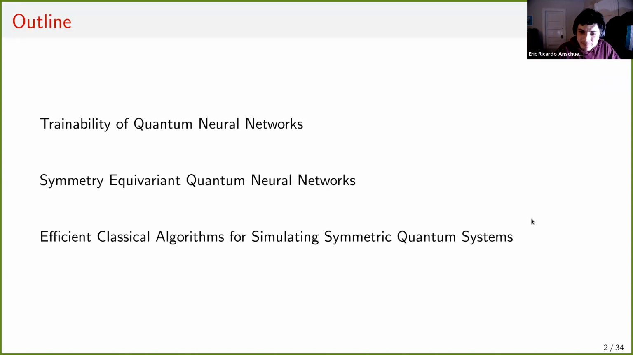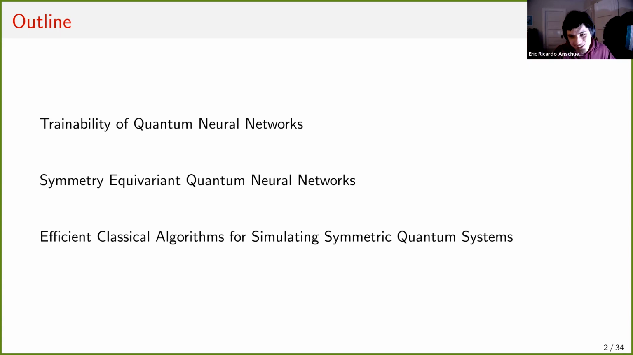let's get started. As Benyi said, one of the primary motivations of this work was to examine these symmetric quantum machine learning architectures and see if these same symmetries that lead to these loss landscapes being trainable actually yield classical simulation algorithms of these models.